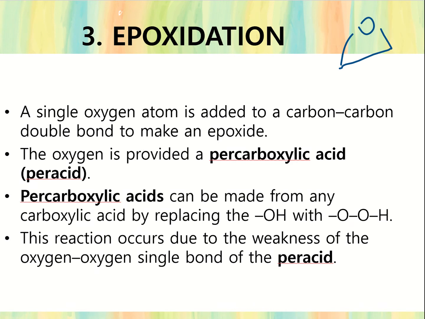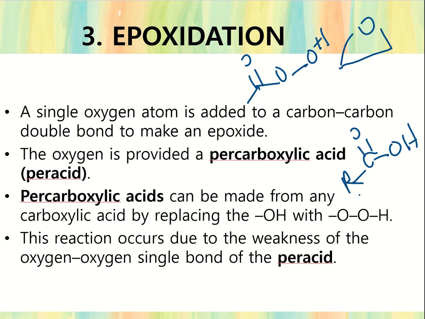by a per carboxylic acid, or per acid, and these per carboxylic acids can be made from any carboxylic acid by replacing the OH with OOH. So we're familiar with our functional group, carboxylic acid, and for a per acid it will be like that, so not that, but that. This reaction occurs due to the weakness of the oxygen-oxygen single bond of the per acid, that is this single bond here.